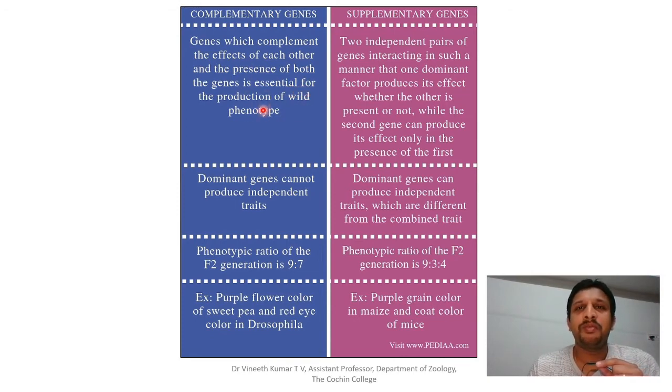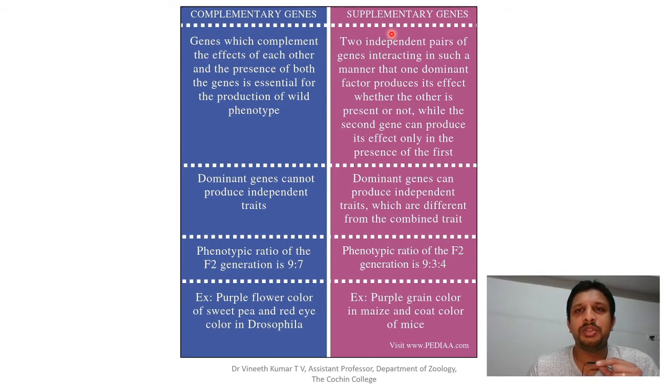That means both the genes are essential for the production of a particular phenotype. The absence of either of them will result in a trait which does not produce any expression, which usually, if it is the flower color, will be white. So both the genes are essential here to complement. That is why they are called complementary. Both are required to produce a particular trait.